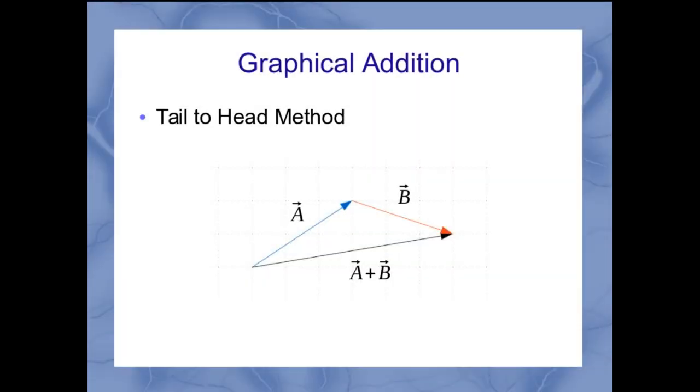Well, the graphical method, sometimes called the tail-to-head method, involves tracking along your first vector A, and then from the head of that one, you move to the tail of your second vector along path B. The addition of those two vectors ends up being the side of the triangle here, or connecting from the first tail to the last head. Let's take a look at some examples of this now.